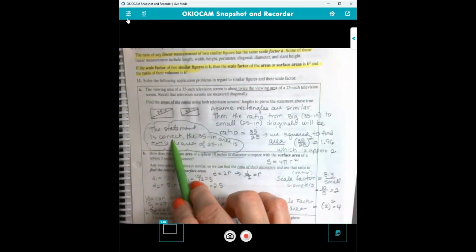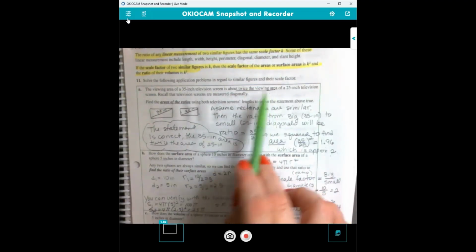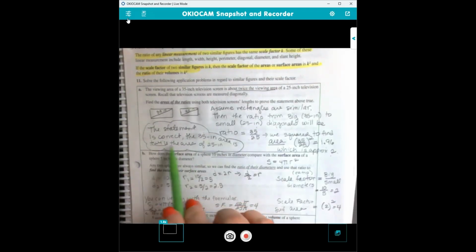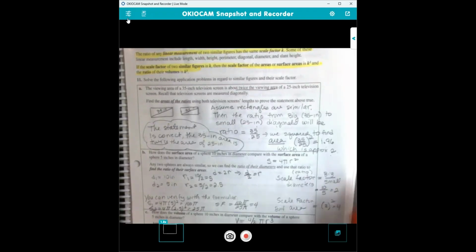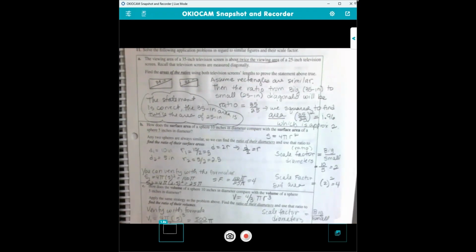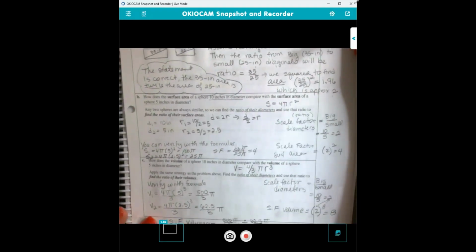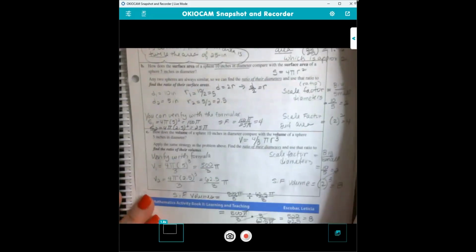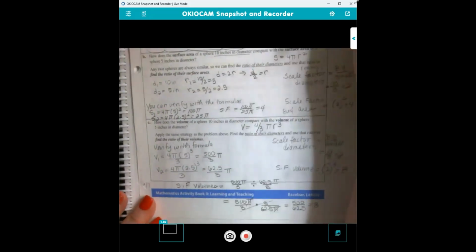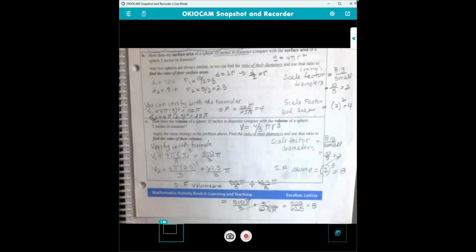It says the statement is correct, right? According to what it says, it's twice the viewing area. And the 35 inches is twice the area of the 25 inches, right? So basically, you're using math to justify your point regarding how much TV area you can see. Okay, so let me show you the other two. I'm going to show you B and C.